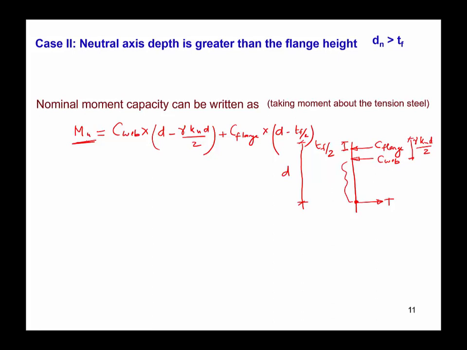So we broke it down into two compressive forces. One is C web acting on the web and C flange acting on the two overhangs, and we can find out the ultimate moment capacity as described here.